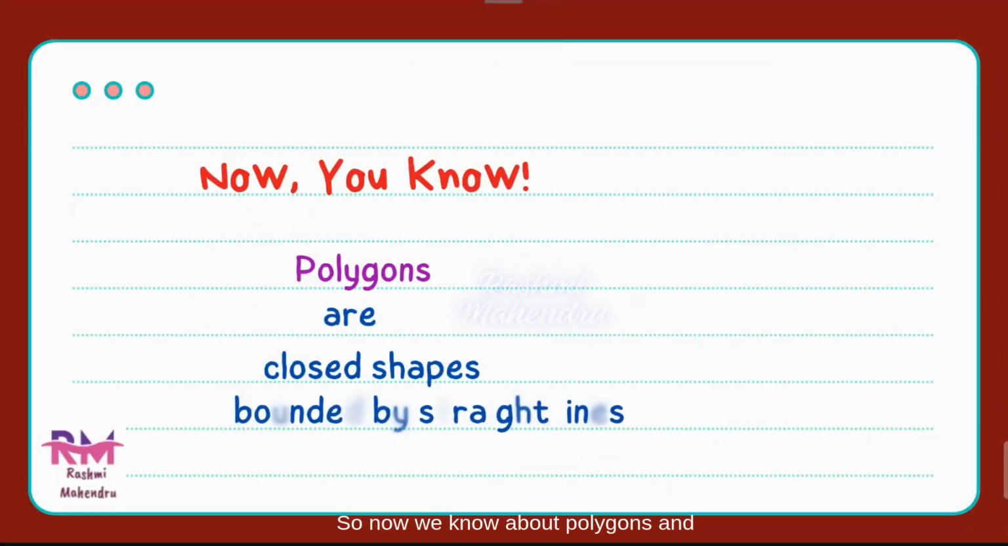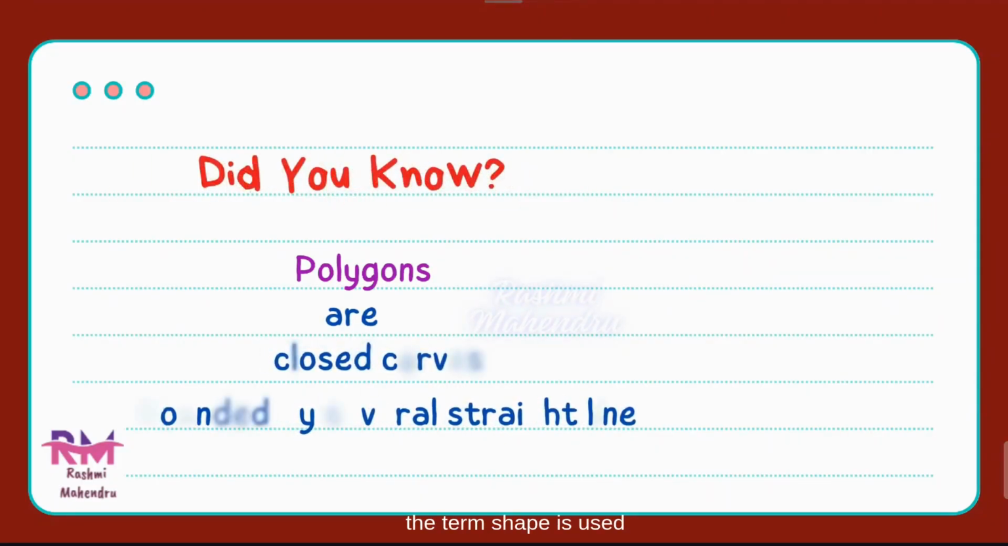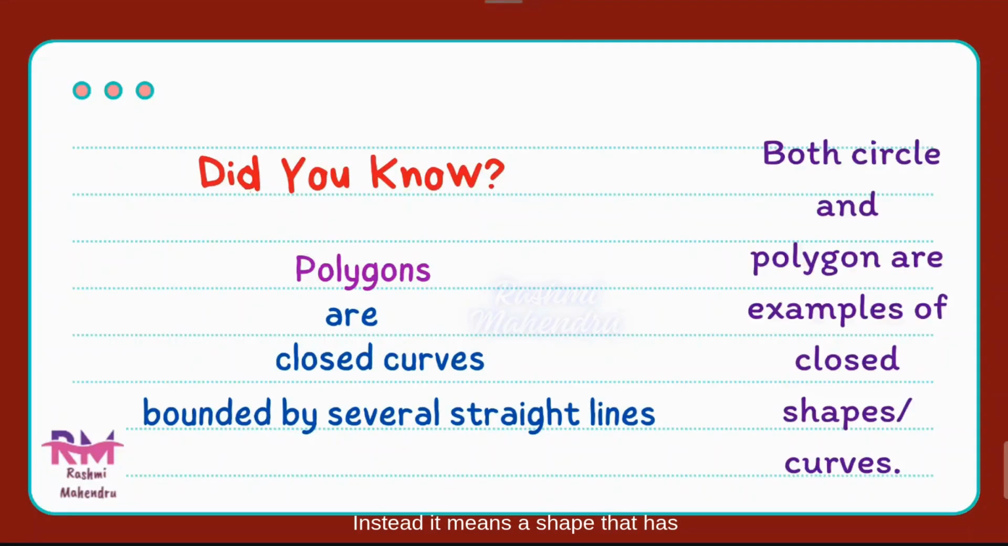So now we know about polygons, and technically you might expect them to be called shapes, not curves. But in many books and resources, at times the term curve is used interchangeably with shape, which doesn't necessarily mean curvy or with a curvature in the classical sense. Instead, it means a shape that has a continuous path or boundary. The main characteristic of a polygon is that it is a closed 2D shape made up of straight lines or line segments.